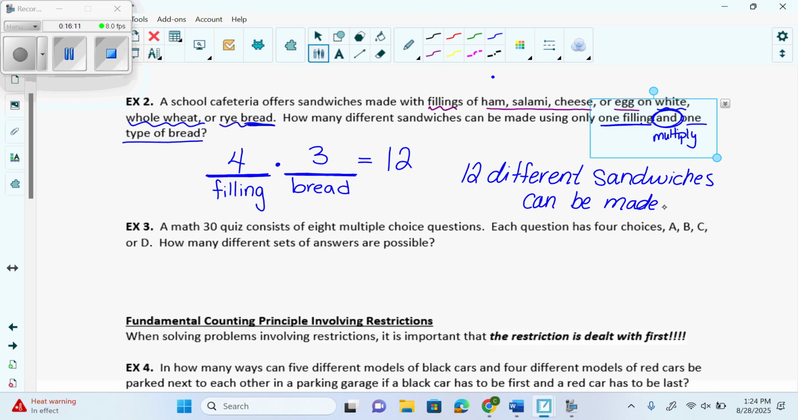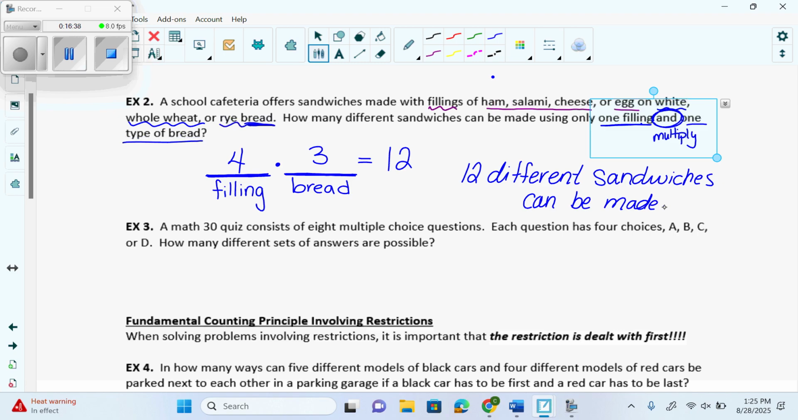Let's look at the next one. It says a Math 30 quiz consists of 8 multiple choice questions. So how many parts are there to this test? 8. Question 1, question 2, question 3. Now when you do this 8 multiple choice question test, do you have to do question 1 or 2 or 3 or 4 or 5 or 6 or 7 or 8? Or do you have to do 1 and 2 and 3 and 4 and 5 and 6 and 7 and 8?